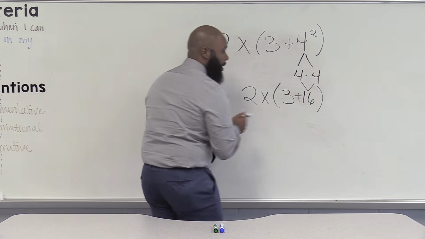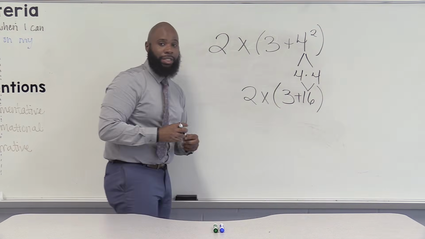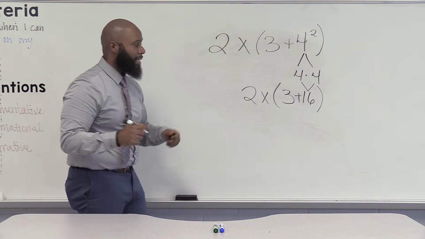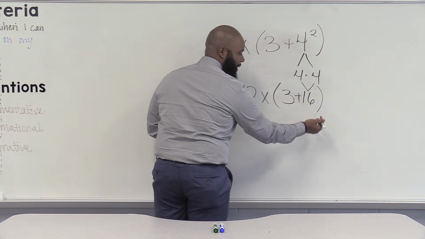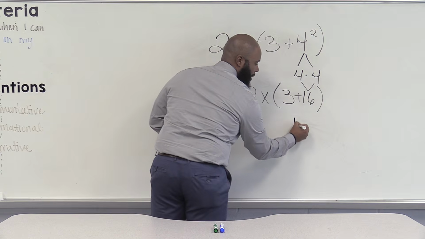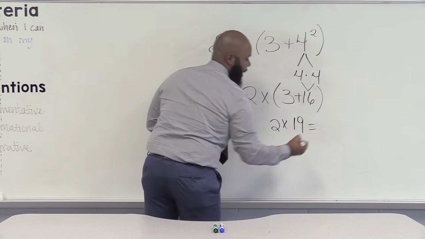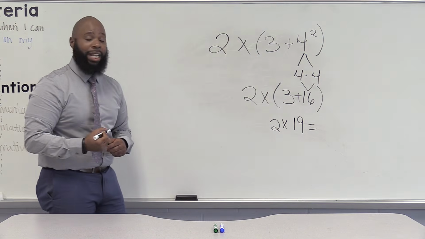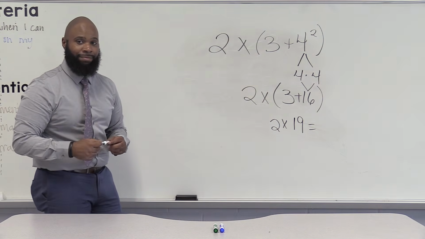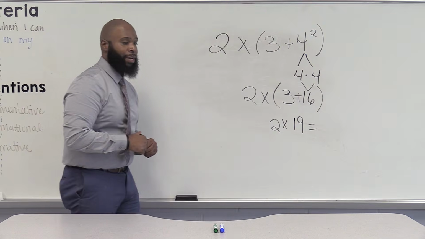You're correct. We should solve what's inside of our parentheses first. So now I have to think, what is 16 plus 3, or 3 plus 16, which is going to give me 19. Now I can bring down my times 2. Now my problem reads 2 times 19. Am I ready to solve now? I want you to go ahead and solve the rest of this expression for me.